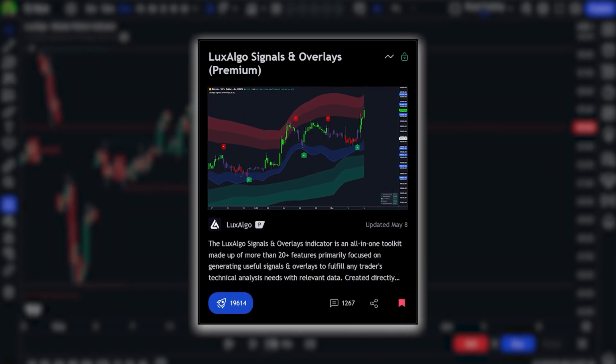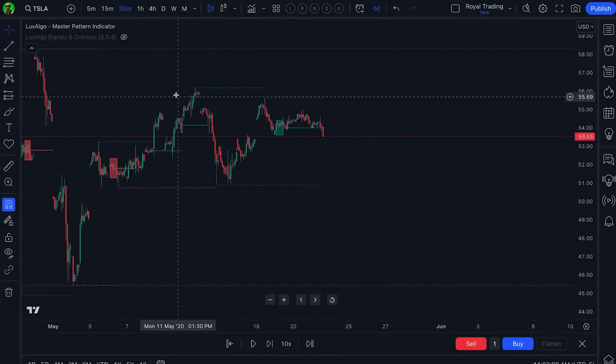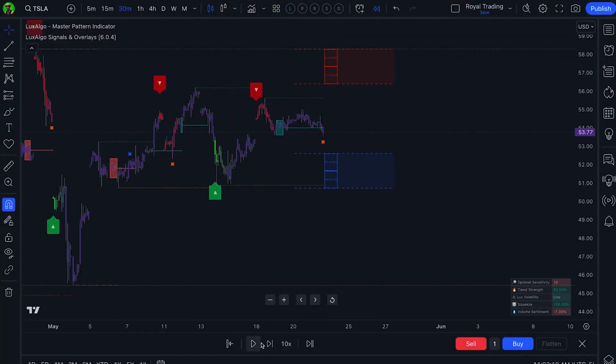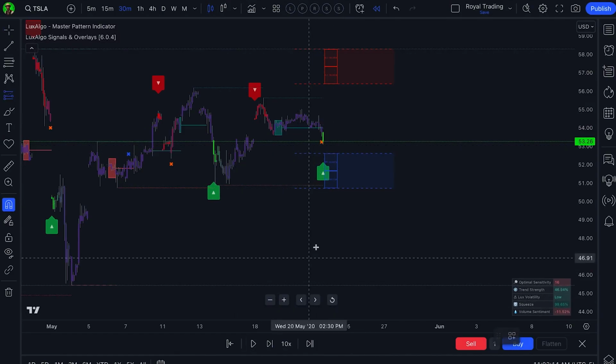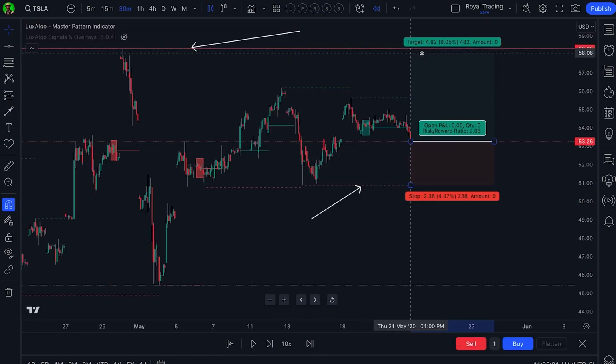The Signals and Overlays indicator can be a great addition to this free master pattern indicator, as the contrarian option could allow you to get well-timed entries in the expansion phases.